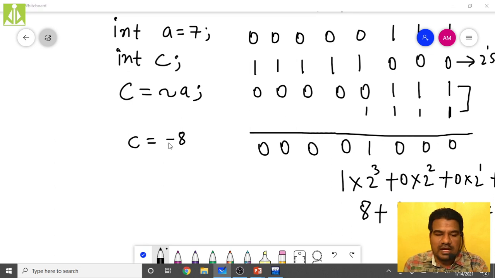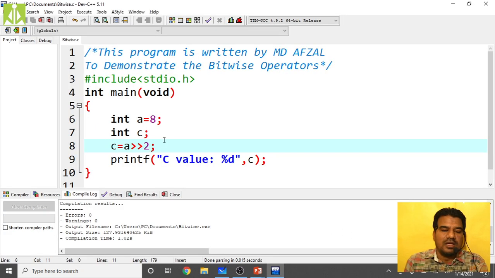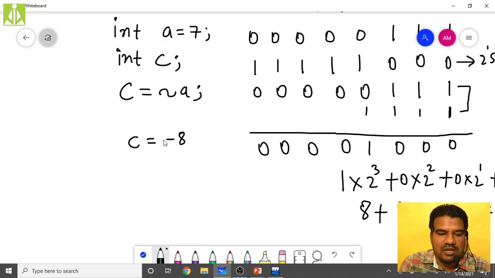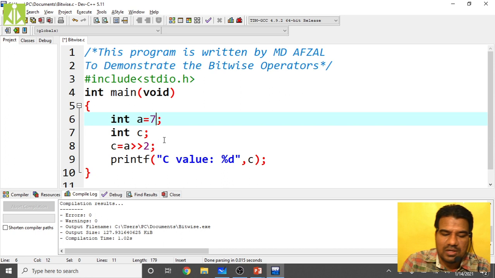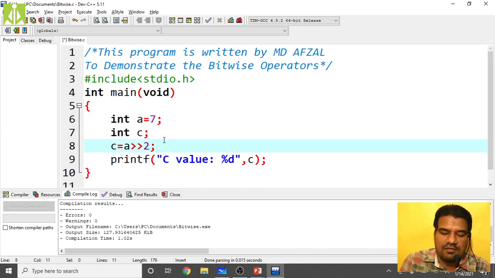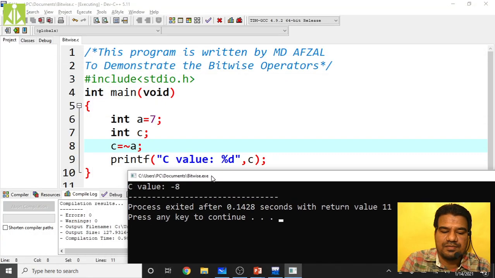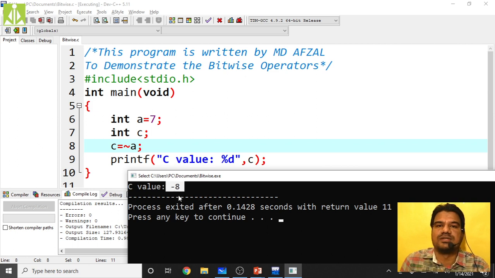We will see whether we get the same thing or something different. If it is different, our calculation is wrong. We took the A value as 7, and C we are simply performing negation on A. So save this, and we should get minus 8. Compile this and run. As you can see, we got minus 8. So our calculation is absolutely correct.